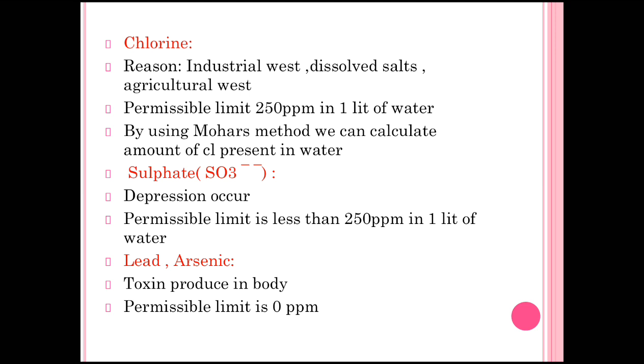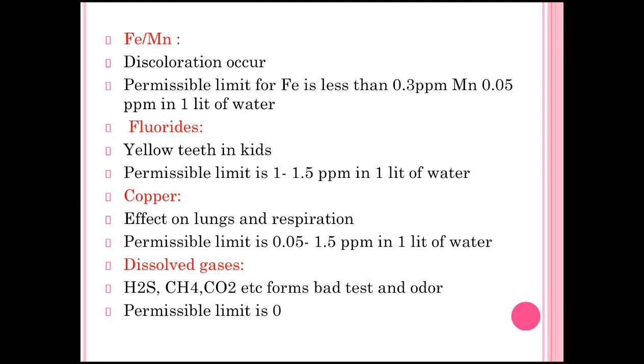Then the next chemicals are lead and arsenic. We know that these are poisonous. Lead and arsenic are very poisonous, and toxins are produced in our body because of them. The permissible limit is 0 ppm because these are very toxic in our body, so the permissible limit of lead and arsenic is 0.